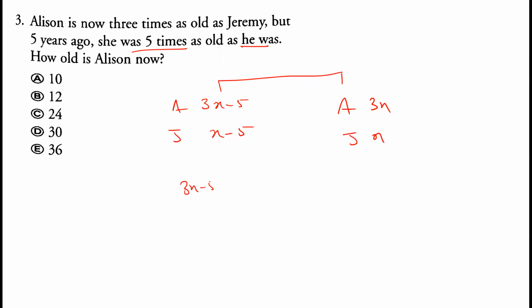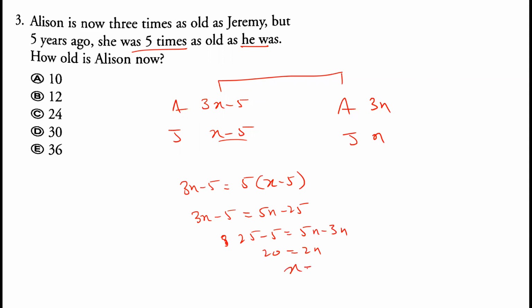So Ellison was 5 times as old as Jeremy was. So 3x minus 5 must be equal to 5 times x minus 5. So x minus 5 is a smaller number. If you multiply it by 5, that is the age of Ellison. So what is your x? 3x minus 5 equals 5x minus 25. So 25 minus 5 equals 5x minus 3x. So 20 equals 2x, x equals 10. Now, how old is Ellison now? Ellison is 3x, so 3 into 10 equals 30. So the right option is D.